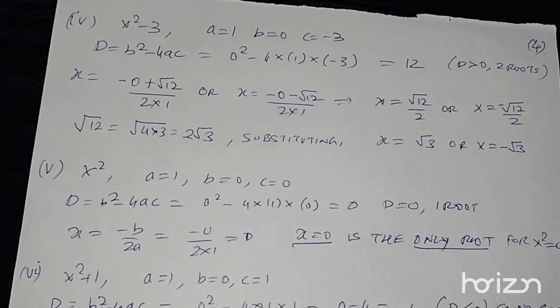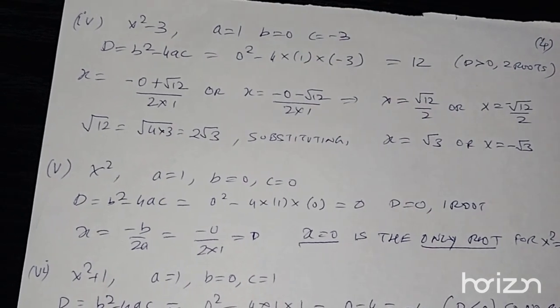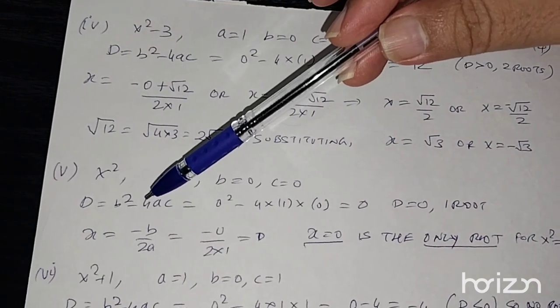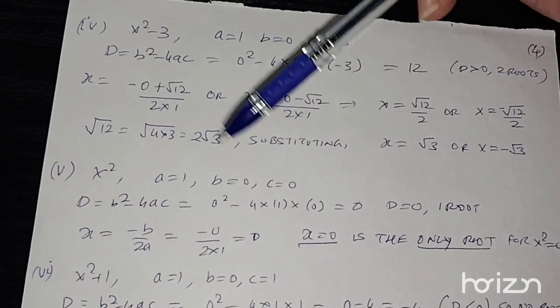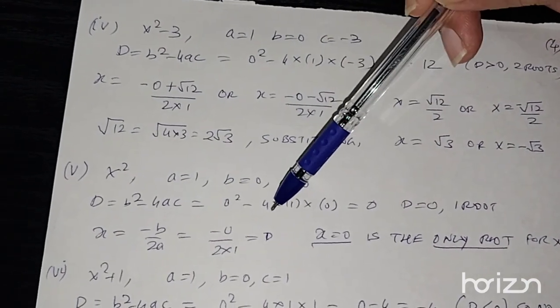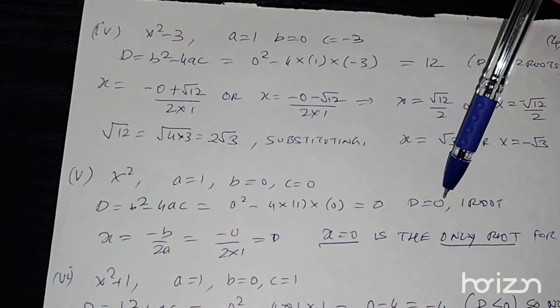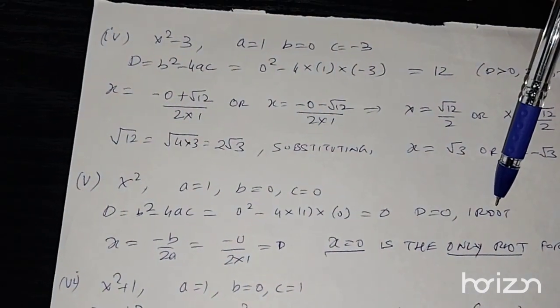What happens if you have only x squared? Only x squared means a is 1, b is 0, c is 0. So what is the determinant? Determinant is b squared minus 4ac. B is also 0, minus 4ac, c also is 0. So you'll get a 0. Since d equal to 0, you'll get only one root.